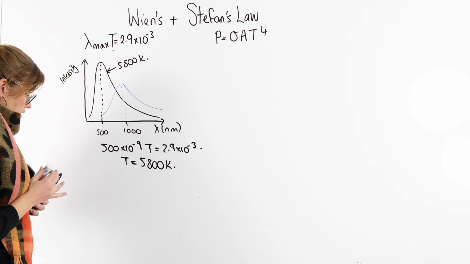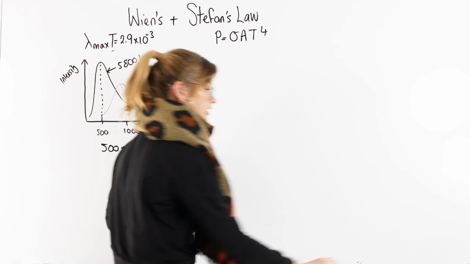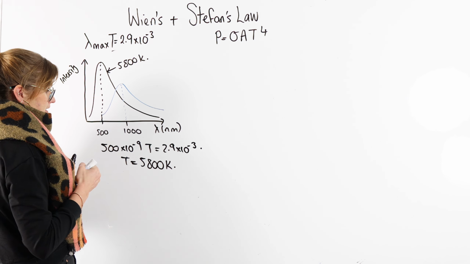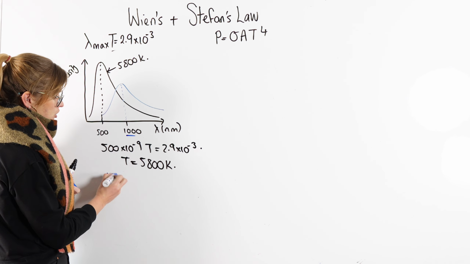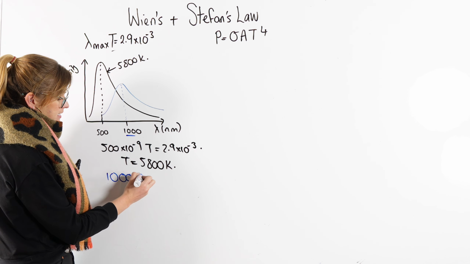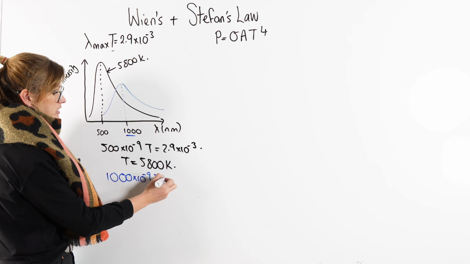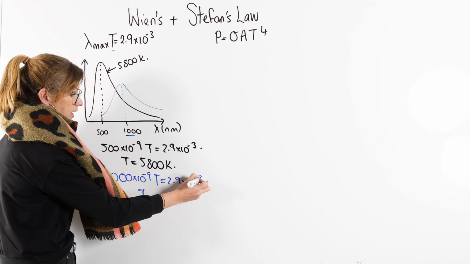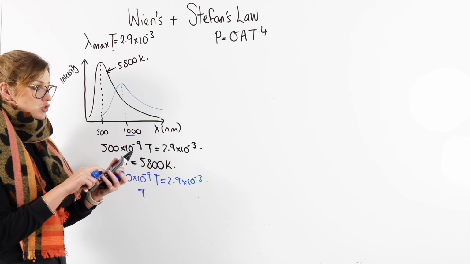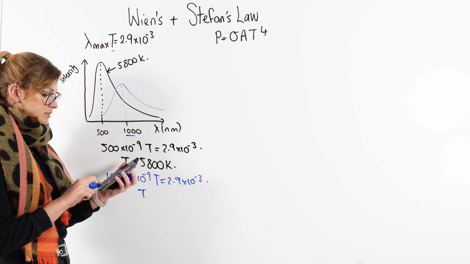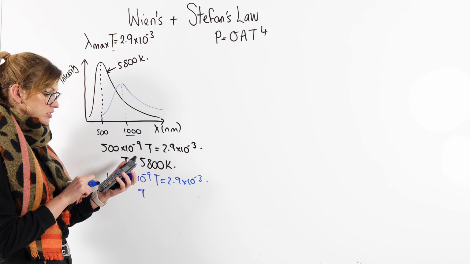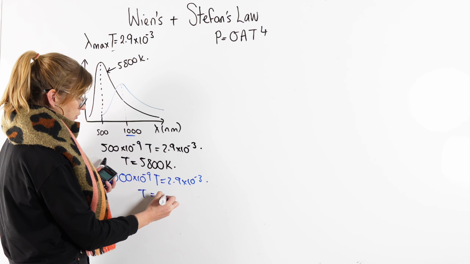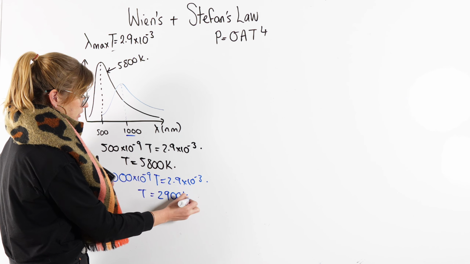For our blue star, we're just going to get a slightly better pen because that blue's run out. For our blue star, our wavelength there is 1,000 nanometers. So 1,000 nanometers times 10 to the negative 9 times its temperature is going to equal 2.9 times 10 to the negative 3, that constant. So I can now solve for the temperature. All we do again is 2.9 times 10 to the negative 3 divided by 1,000 times 10 to the power of negative 9, and the temperature there is going to be 2,900 Kelvin.